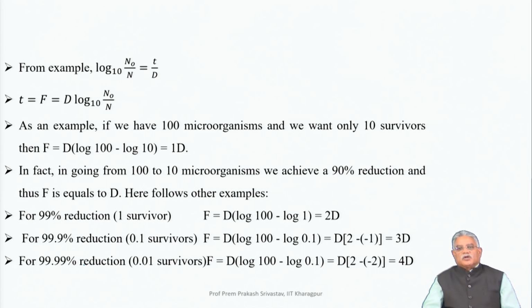F is equal to D into log 100 minus log 1, that is 2D. For 99.9% reduction, 0.1 survivors, F is equal to D into log 100 minus log 0.1, that is D into 2 minus (−1), that is 3D. Likewise, for 99.99% reduction, that is 0.01 survivor, F is equal to D into log 100 minus log 0.01, that is D into 2 minus (−2), that is 4D.